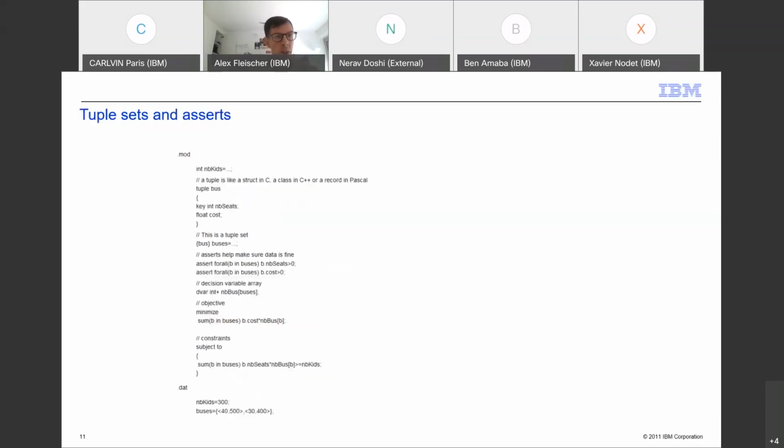Even further, you can use tuple sets, like classes, struct in C and record in Pascal. So you have your different buses with different properties. So a bus has a size, nb seats, and a cost, and then you write again the same model. You can add some checks, like you want to be sure that all the seats, the NB seats, are more than 0. You want to check that all the costs are 0 or more. You can check all this. So you can add some asserts into your model.